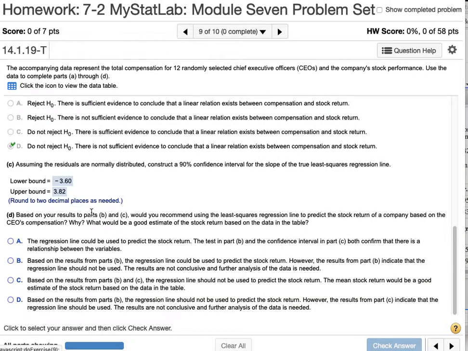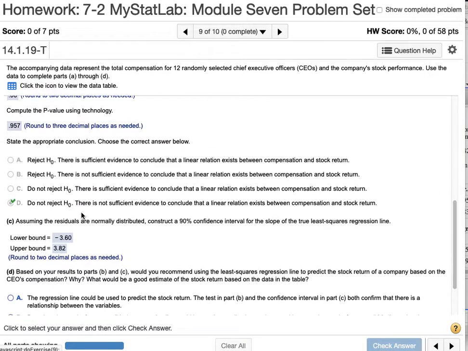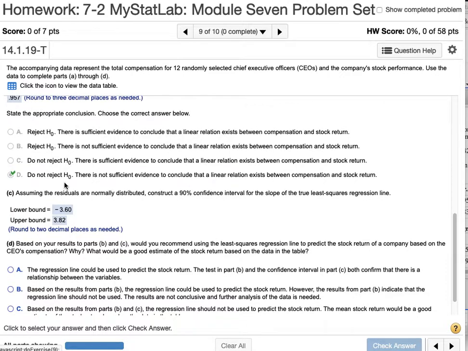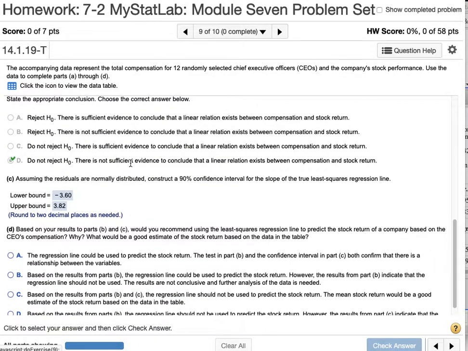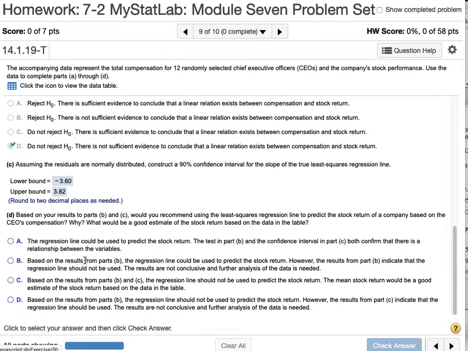So based on your results to parts B and C, would you recommend using the least squares regression line to predict the stock return of a company based on the CEO's compensation? Why? What would be a good estimate of the stock return based on the data in the table? Well, first of all, we did not reject the null, meaning that there is not sufficient evidence to conclude that a linear relation exists. So we would not want to use the linear regression equation.